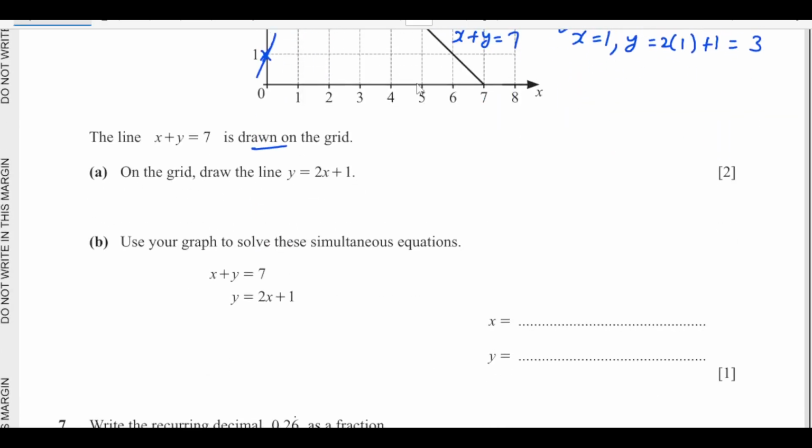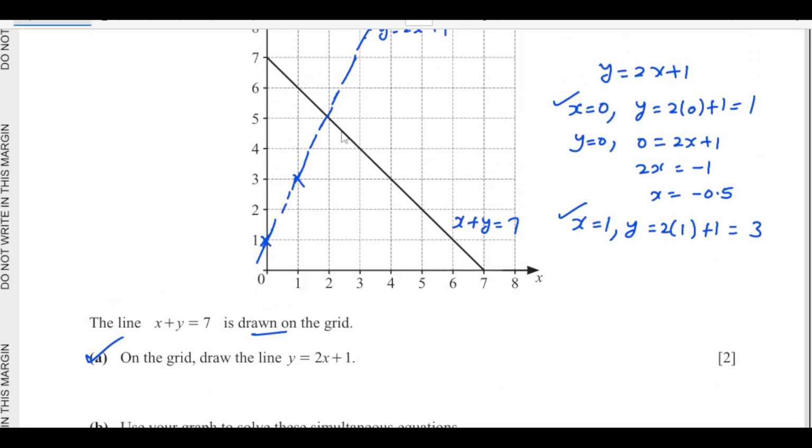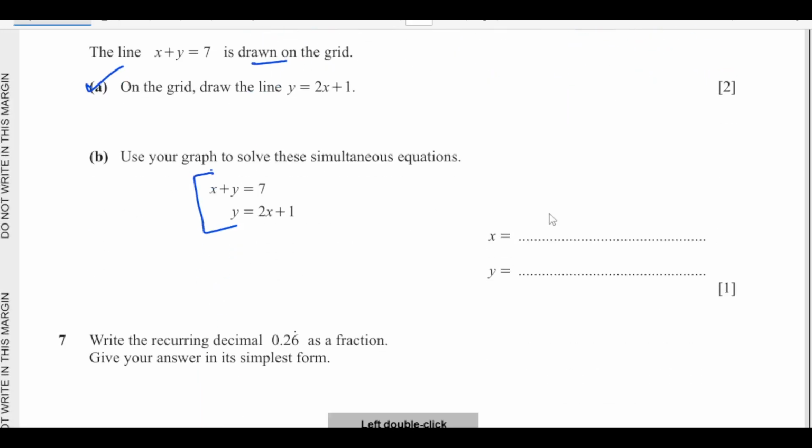So, now next, this is the first part, we are done with this. Now, use your graph to solve these simultaneous equations. So, we are looking for the intersecting point of these. The intersecting point is here, you see. So, what point is there? If you go down here, x is 2 and y on the left hand side is 5. So, the intersecting point is x is 2 and y is 5.